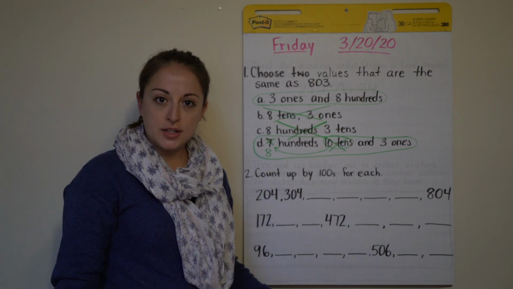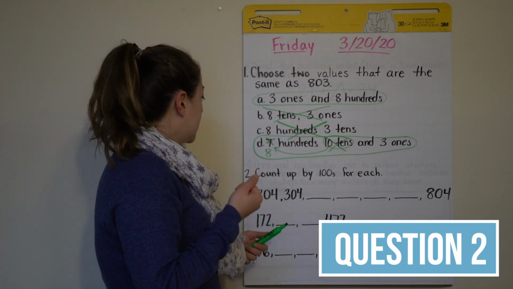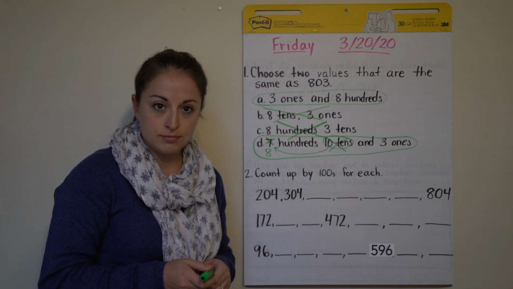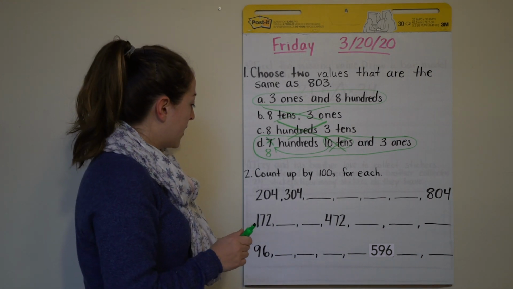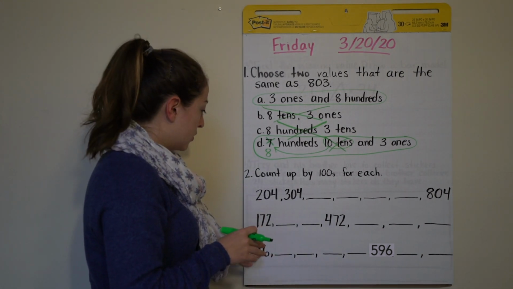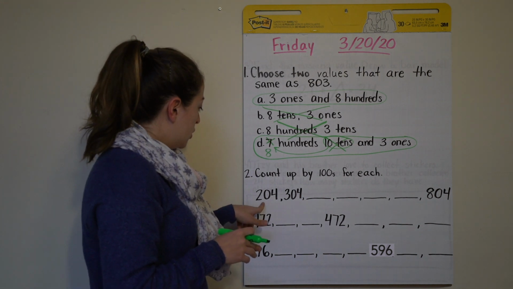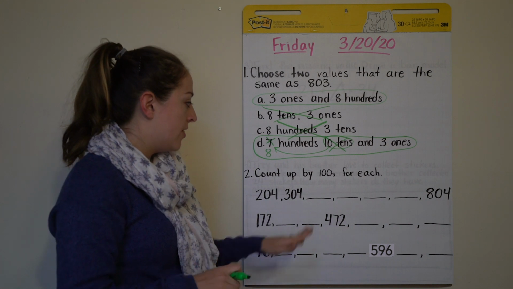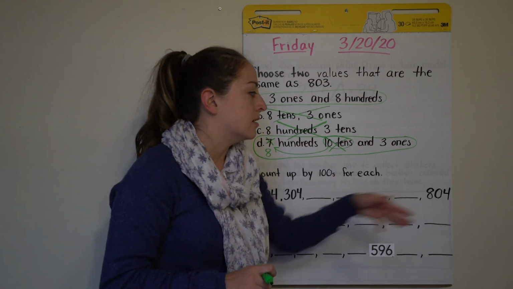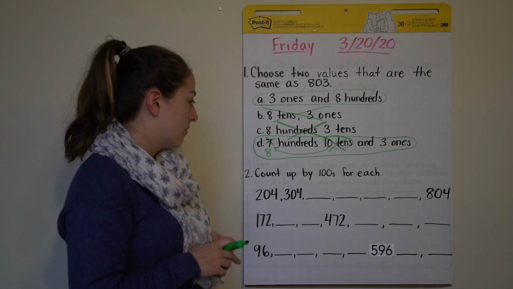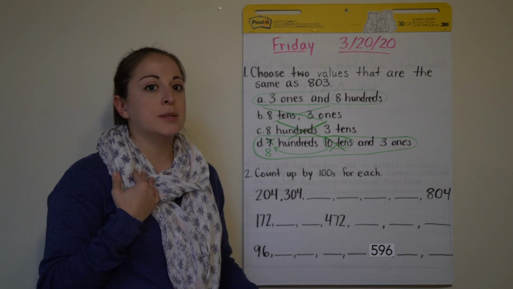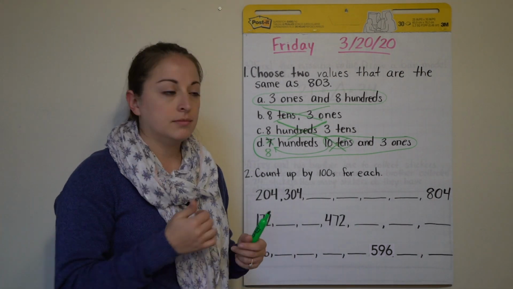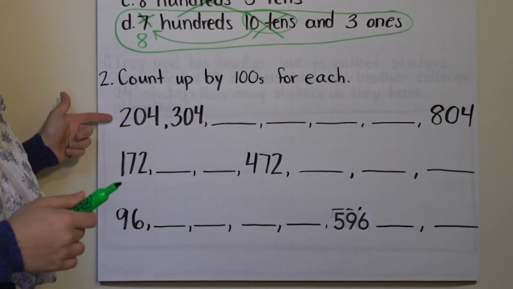All right, let's move on to number 2. Count up by 100s for each. Let's take a second to look at this. So let's look at number 1. 204, 304, and then it has 4 blank spaces, and then it says 804. So I know that my hundreds place is changing, and it's going up. So I want you to take a second to fill this first part out.